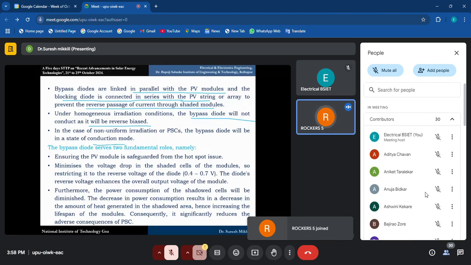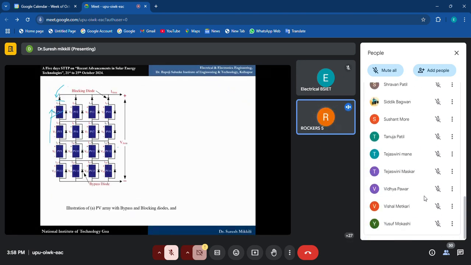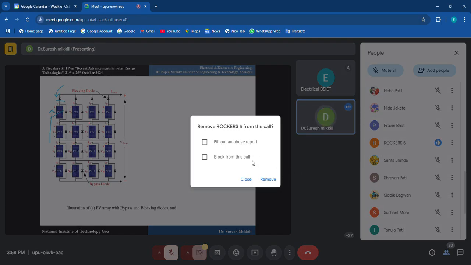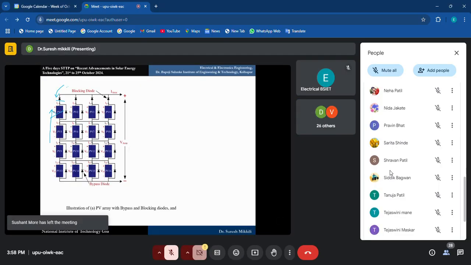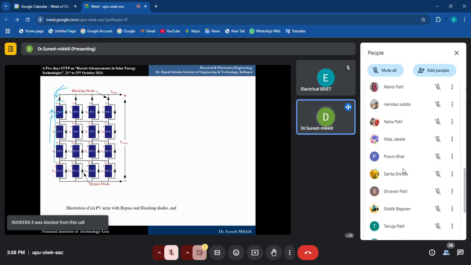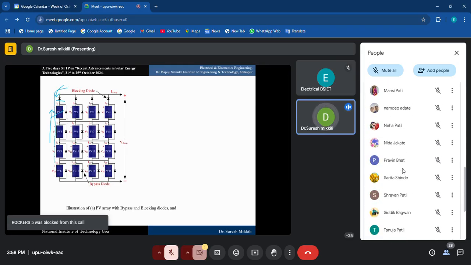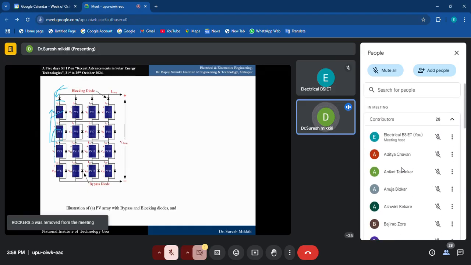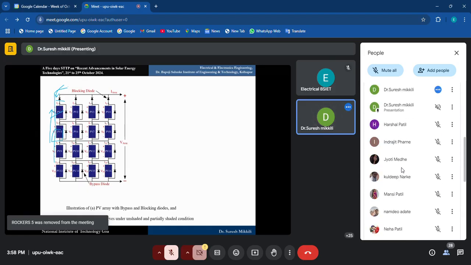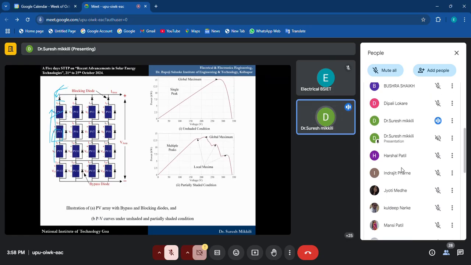Now let me show you here. When all modules are under uniform irradiance conditions, the power flows this way, so there is no need for bypass diodes. If any one module is shaded, I will show you its effect on the next slide.